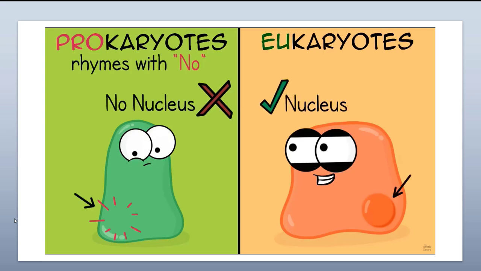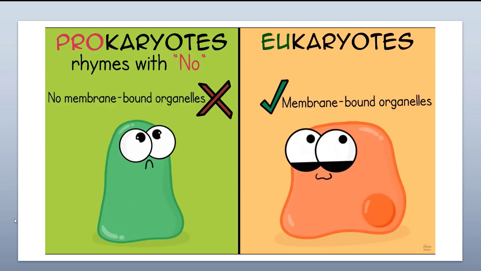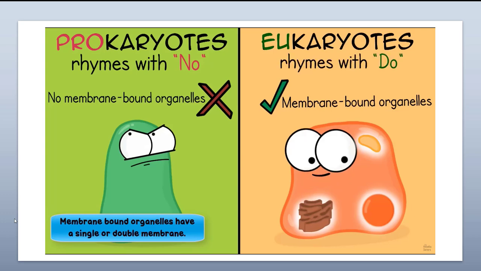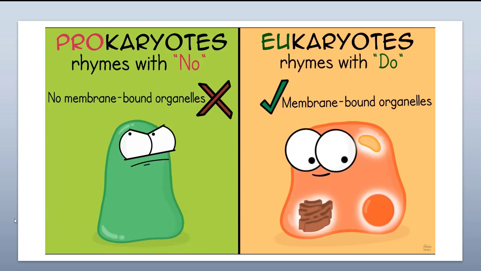Prokaryote, the pro rhymes with no, and they have no nucleus, which holds the genetic material and controls the cell's activities. Prokaryotes have no membrane-bound organelles. Membrane-bound organelles are fancy organelles like the nucleus and mitochondria and Golgi apparatus. Eukaryotes, the U rhymes with do, they do have membrane-bound organelles.